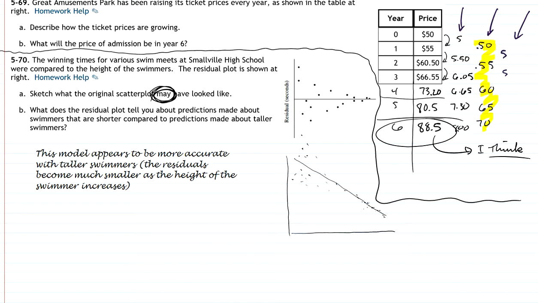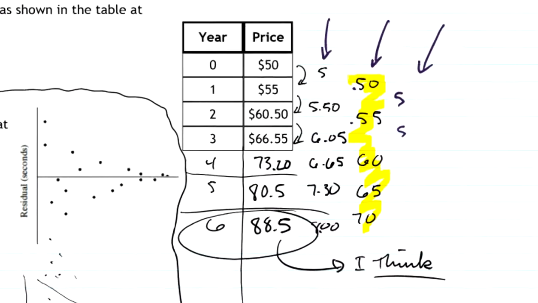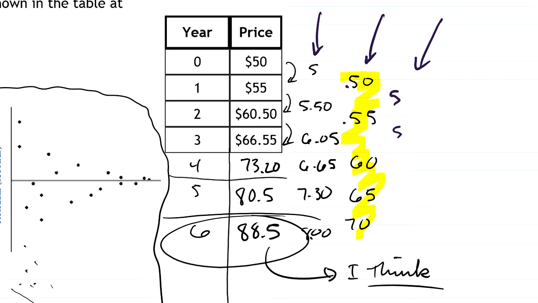Well, I think this is a little weak, and I wouldn't put much stock in being able to predict future prices based on this pattern. But I can see that from year 0 to 1 it increased by $5, and from year 1 to year 2 it increased by 5.50, and then the next year it went up by 6.05.